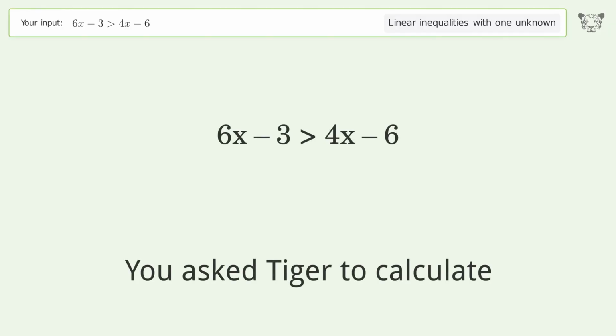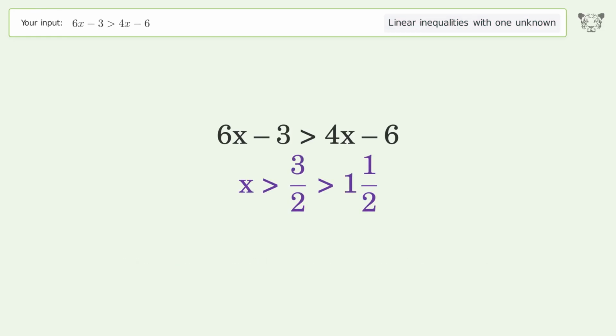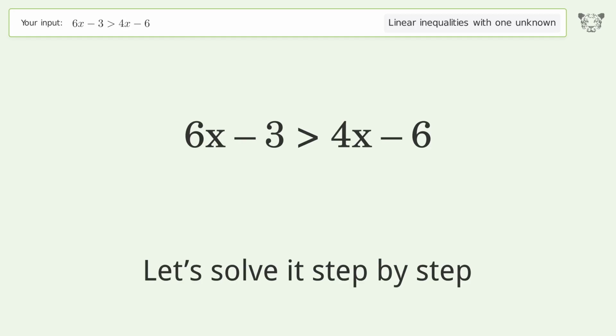You ask Tiger to calculate. This deals with linear inequalities with one unknown. The final result is x greater than -3/2 greater than -11/2. Let's solve it step by step.